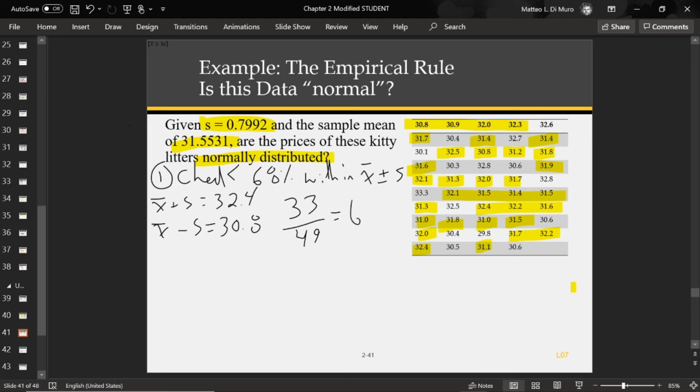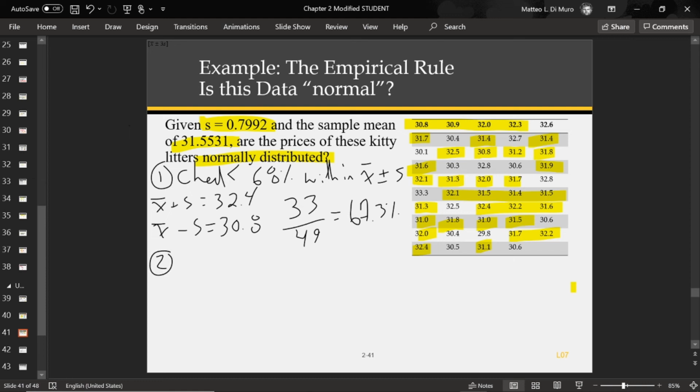So that is 67.3%. So does it need to be exactly 68? No, it needs to be pretty close. So 67, 68, 69, that range, yes. So far this looks to be normally distributed. So if that's good, you can go ahead and check step 2.